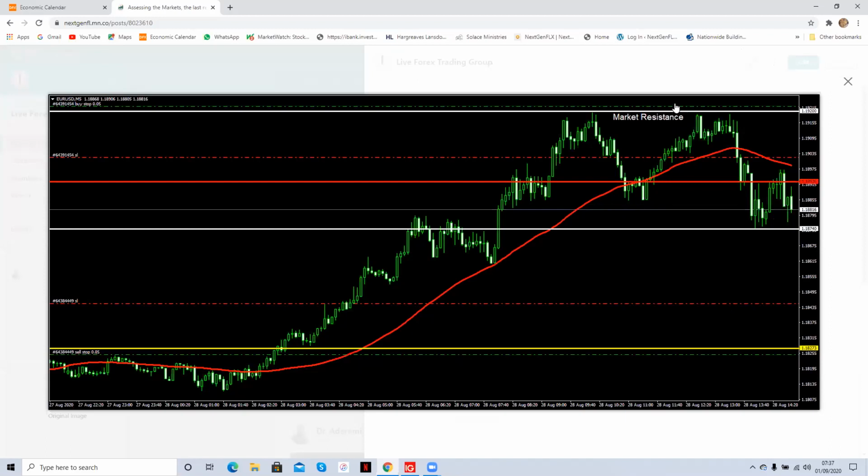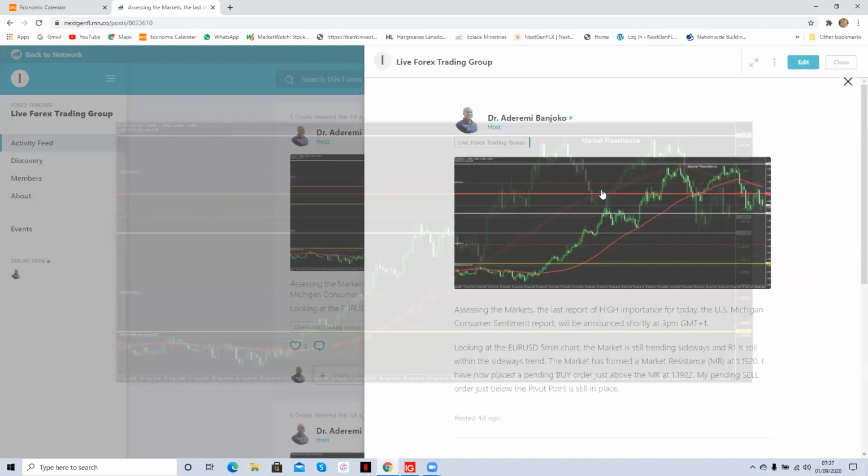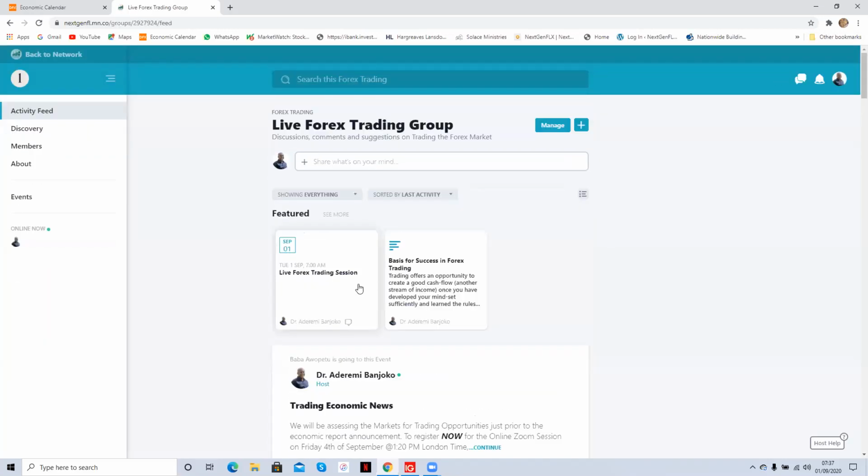So now I can place a pending buy order above the market resistance, because before it was too close. But now that it's moved away and it's actually closer to the lower part of the sideways trend, I was happy to place my pending order using the market resistance. And then my sell order was still below the pivot point. But again, like I said, when it comes to trading, there are really no hard and fast rules.